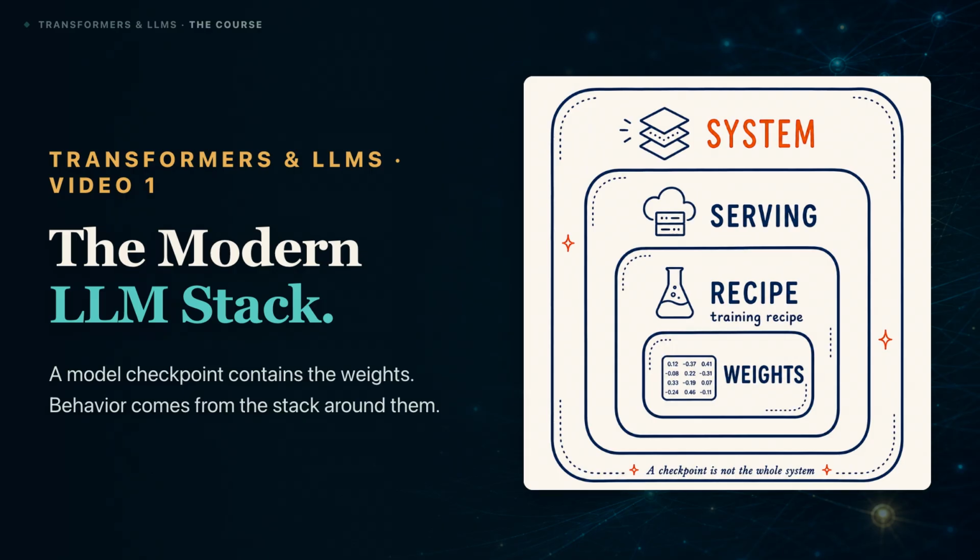On screen, the weights sit inside the recipe that created them. Serving wraps the checkpoint, and the complete product wraps serving. A model checkpoint contains the weights, while behavior comes from the stack around them.